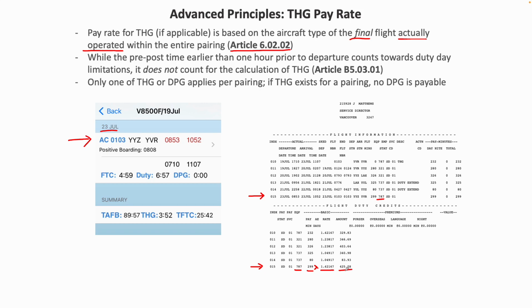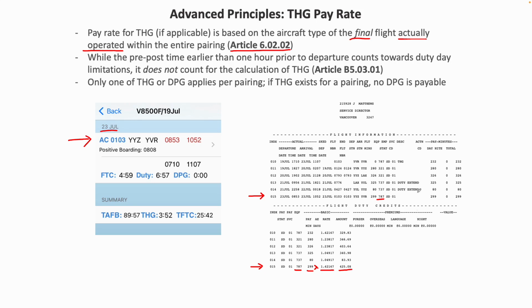But what we want is to see that our THG has been paid at the correct rate. So because this leg, the very last leg within that pairing, was paid at the 787 rate, that means that any applicable THG for this pairing also has to be paid at the 787 rate. And it doesn't matter what I flew before that final leg to calculate that.